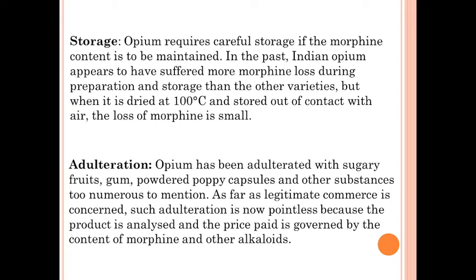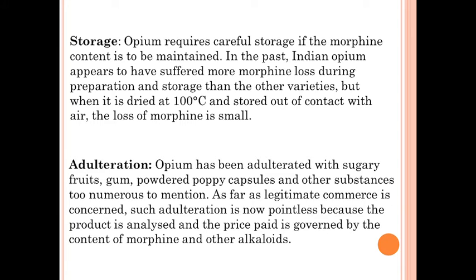After that, adulteration. Opium has been adulterated with sugary fruit, gum, powder, poppy capsule and other substances. Many times the adulteration of opium occurs due to sugary fruit, gum, and powdered poppy capsule. Poppy capsules are powdered and mixed with the opium. All these are the types of adulteration which occur in opium.